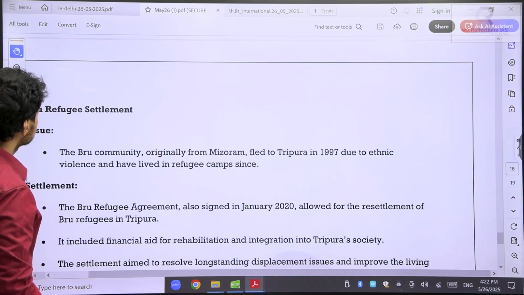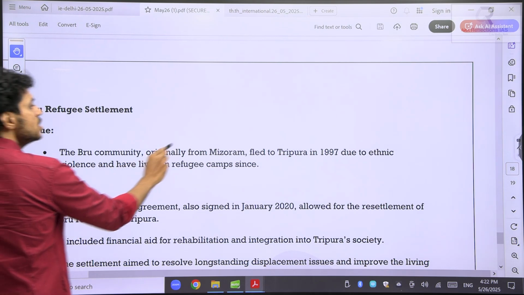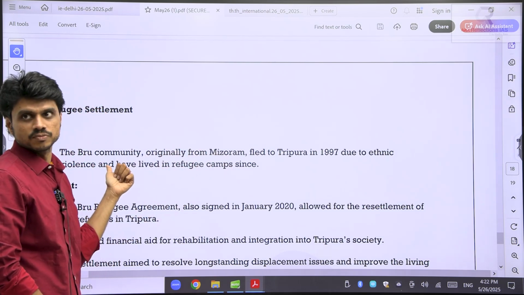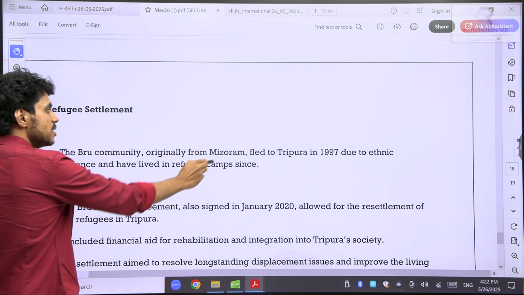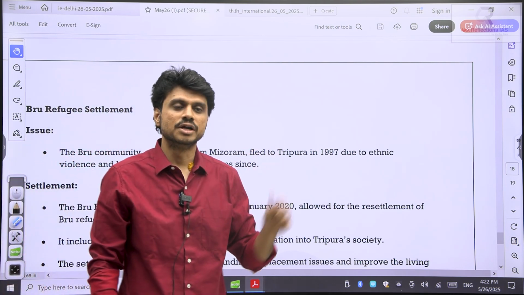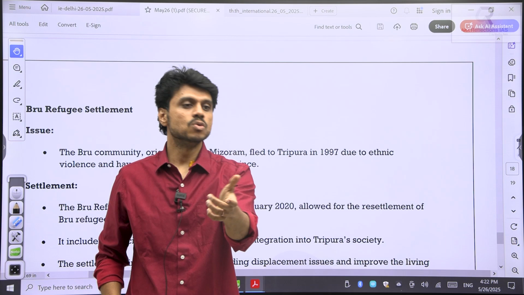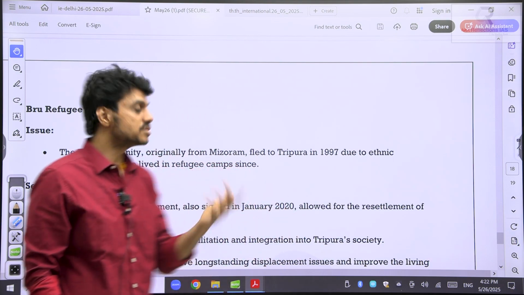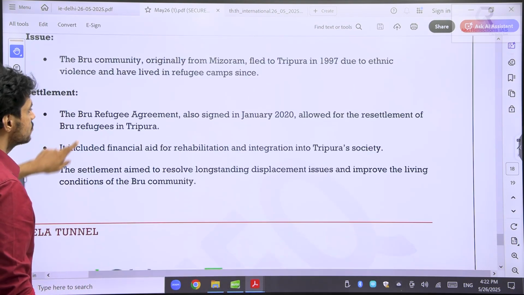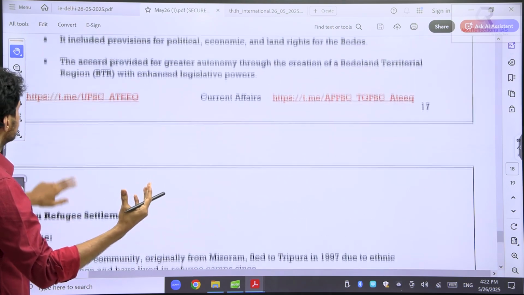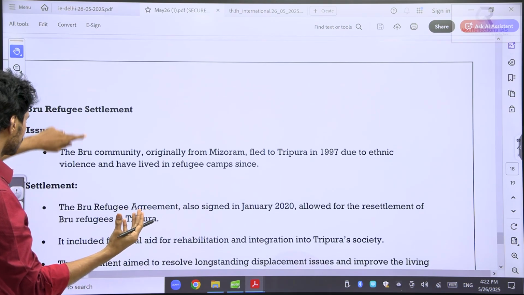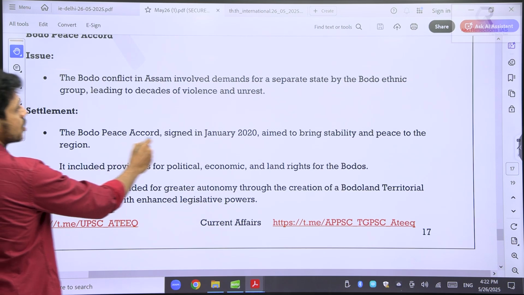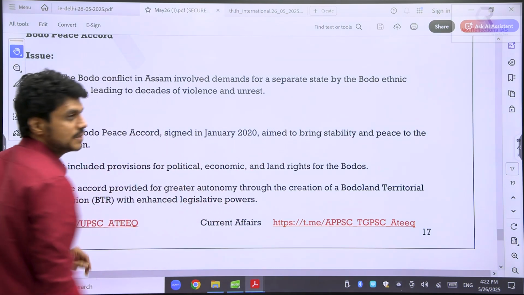Now, what were these Bru refugees? The Bru were basically a community originally belonging to Mizoram. They fled to Tripura because of ethnic conflicts. Some settlement has finally been done in Mizoram with government intervention. They can simply ask which state the Bru community belongs to, so you should have that clarity. Then there was an issue of the Bodos also. They were asking for a separate state, Bodoland. Then some accord was made, and they were given some more autonomy. That is the Bodo Peace Accord, to bring stability and peace in this region.